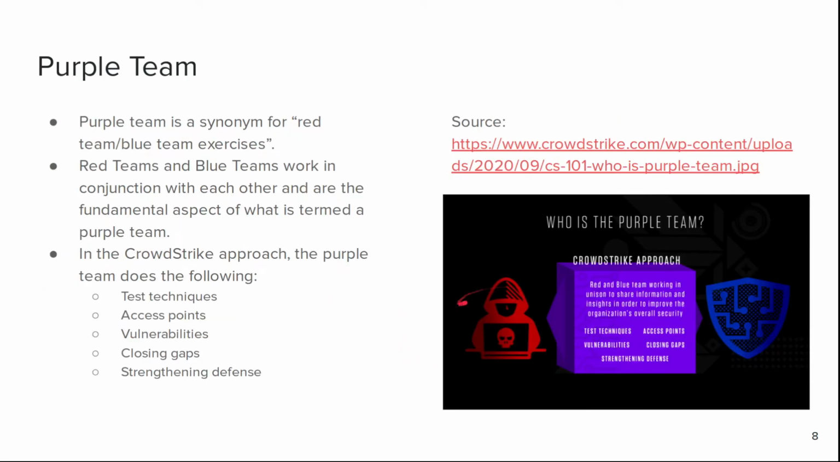And this is a graphic provided by CrowdStrike. And the idea for the purple team is that it's a synonym for the red team and purple team exercises. And they are basically comprised of the red and blue teams working together to share information and insights in order to improve the organization's overall security. And it can include things like test techniques, access points, vulnerability scanning also is included in that, closing gaps by the blue team, and strengthening defense.